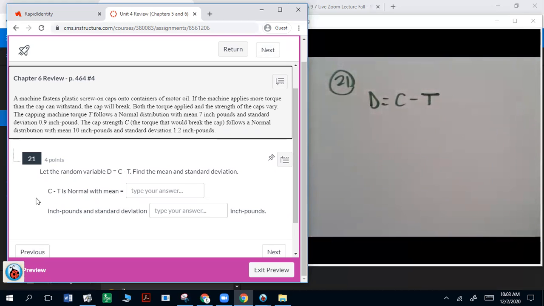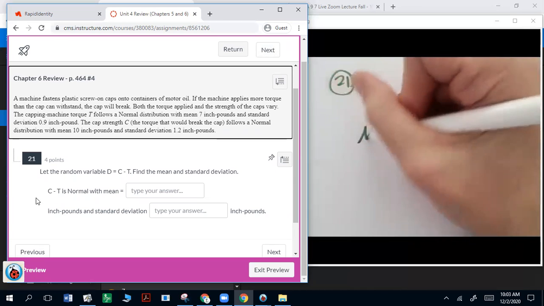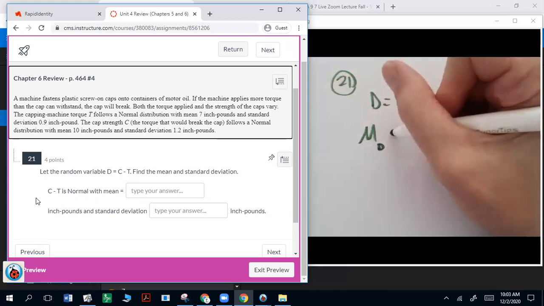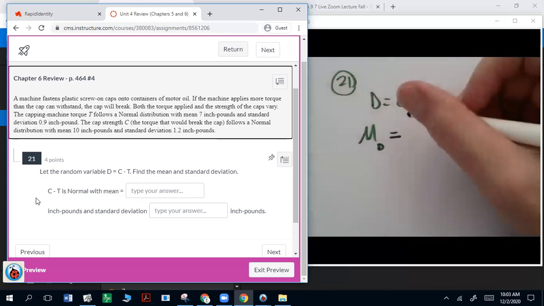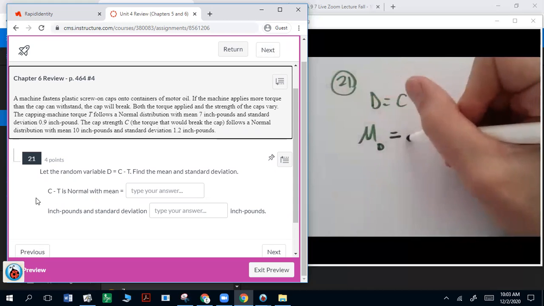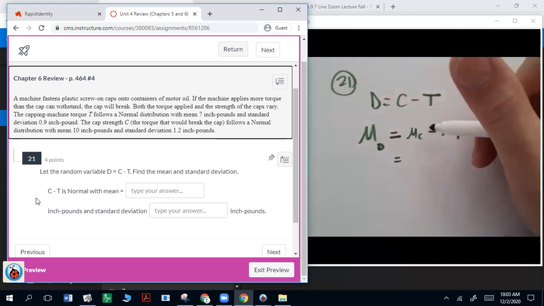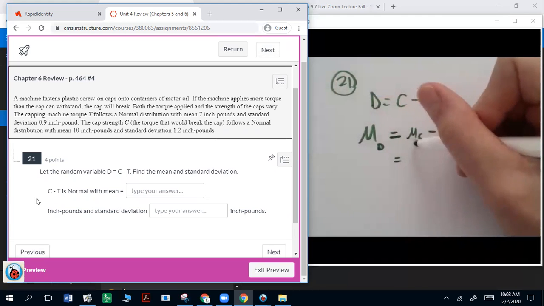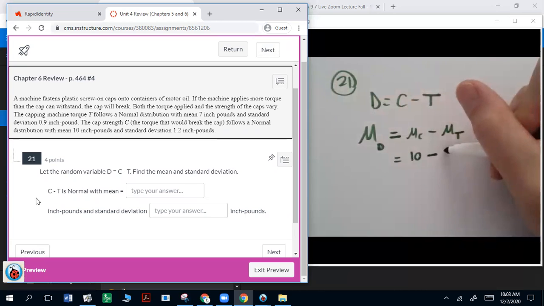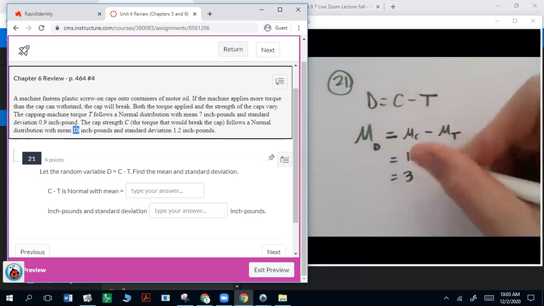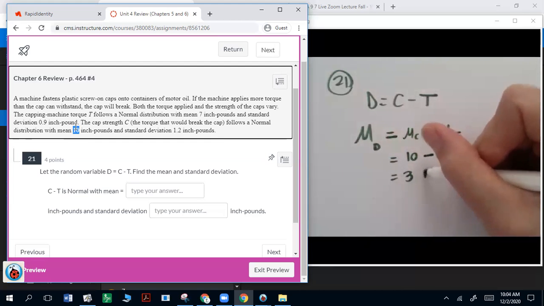So the mean of the combined random variable D is going to be the mean of the cap strength minus the mean of the torque. So that's going to be 10 minus 7. And those are just right from the description here, right? T was 7, C was a mean of 10. So that's going to be 3 inch-pounds.